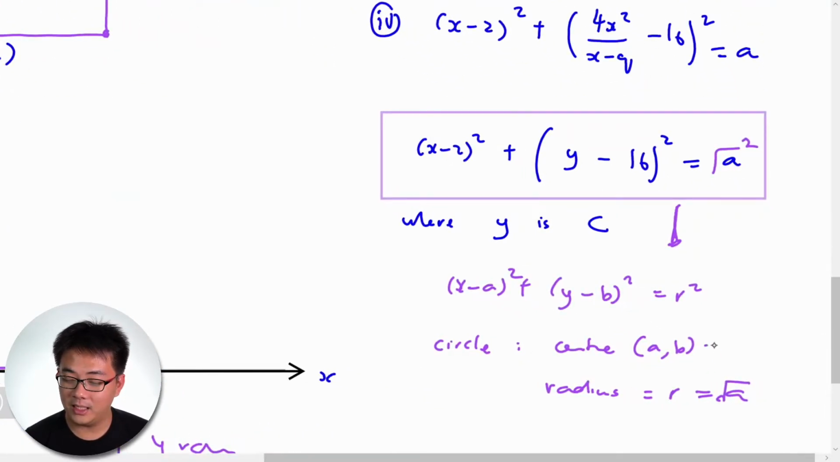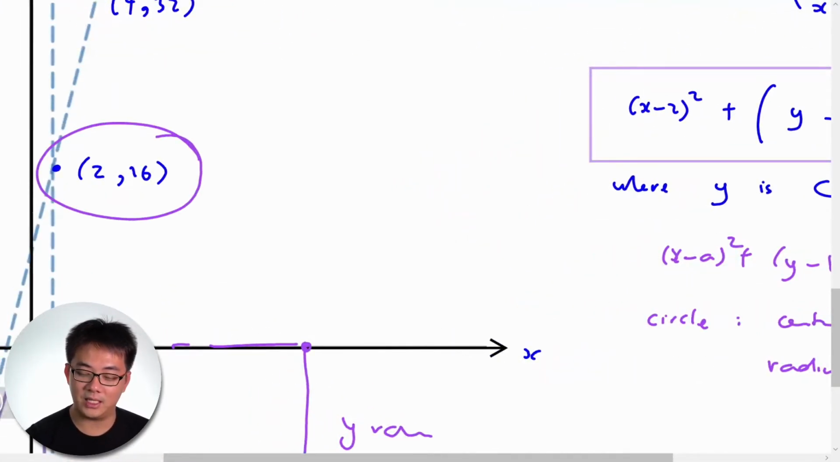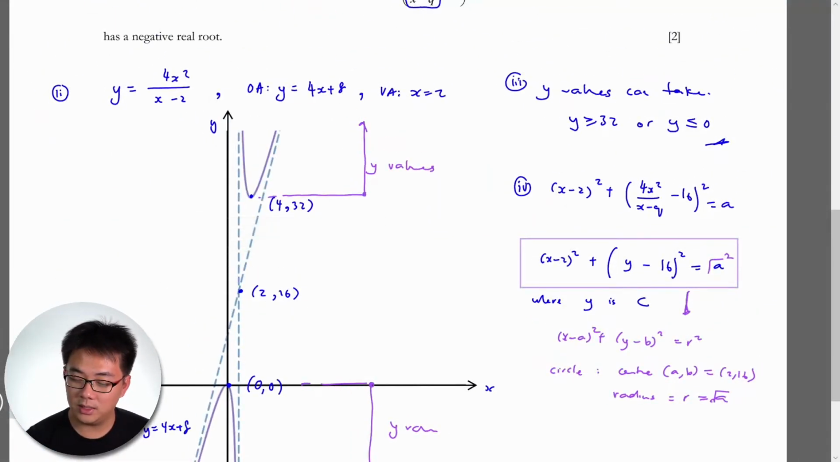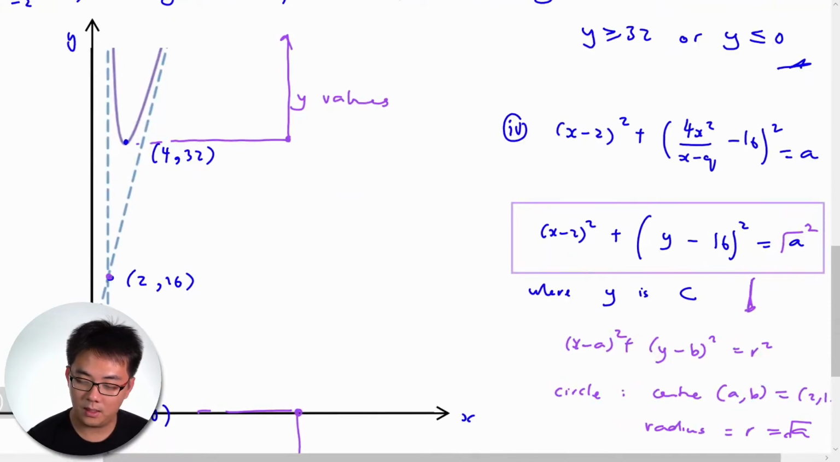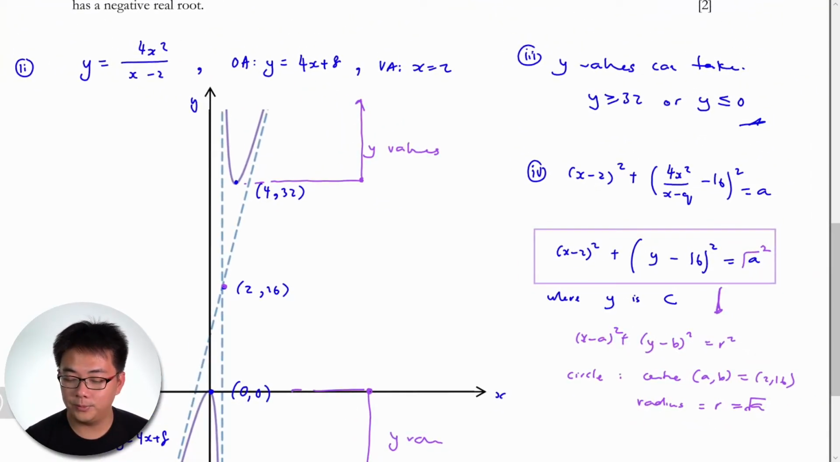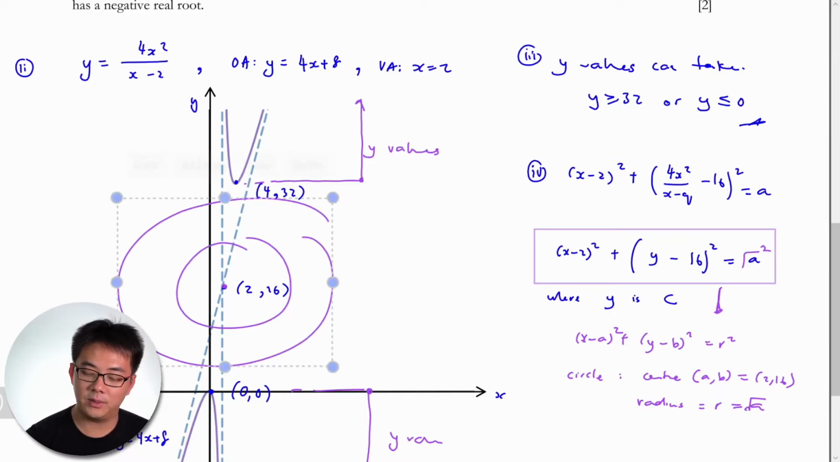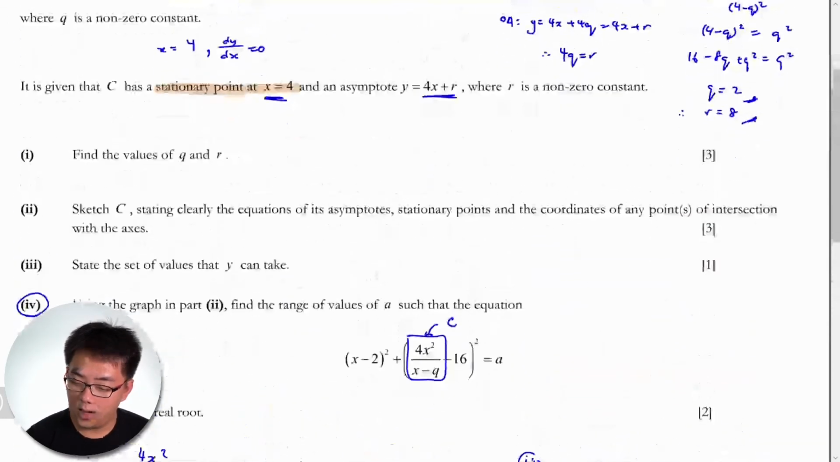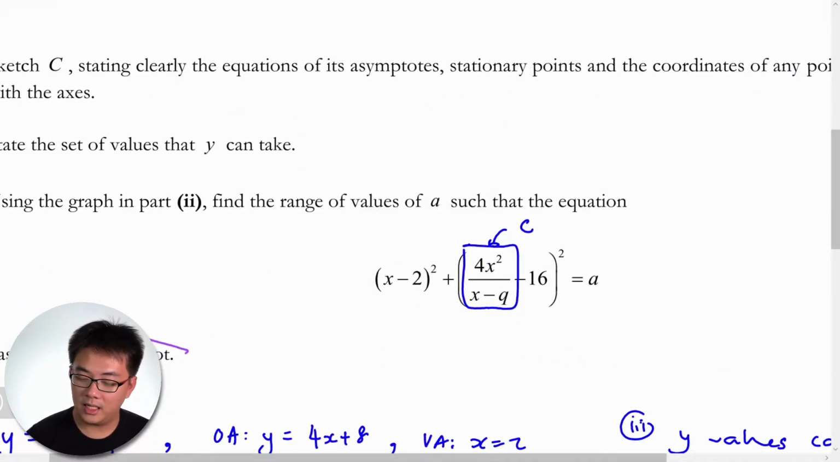Now the center here would just be (2, 16). We know that, 2, 16. Like I said, usually they will just come here. So you can just imagine this circle here. It will just extend the circle around, pivoting about this point here. And they want it such that it has a negative real root.